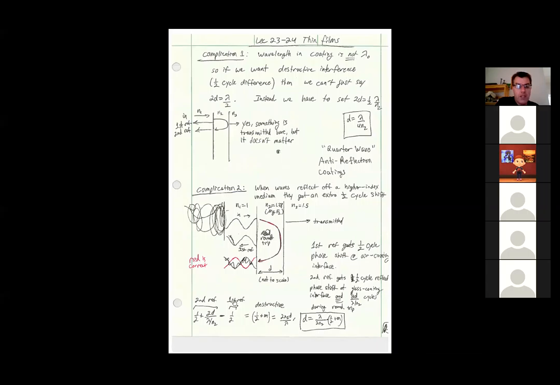The first reflection gets a half cycle phase shift. And the difference between those two has to either be a half cycle, or 1.5 cycles, or 2.5, or 3.5, and so forth, because there's no physical difference between a half cycle and 1.5 cycles. So we're going to write that difference as 1/2 plus an integer. And we set that equal to 2n2d over lambda, and we can solve for the film thickness. Any questions on what I did there?